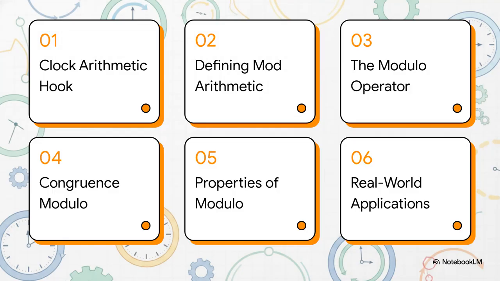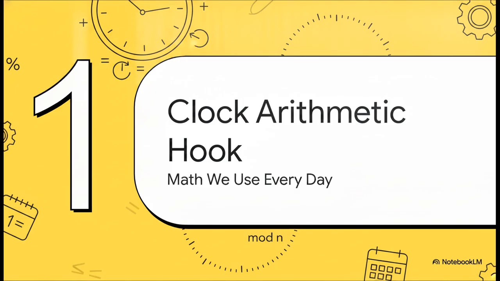Here's a quick look at our agenda for this explainer. We'll start with number 1, the clock arithmetic hook. Then we'll move to 2, defining modular arithmetic, and 3, the modulo operator. After that, we'll cover 4, congruence modulo, 5, properties of modulo, and finish up with 6, real-world applications. So let's jump straight into section 1, the clock arithmetic hook, or the math we use every day.